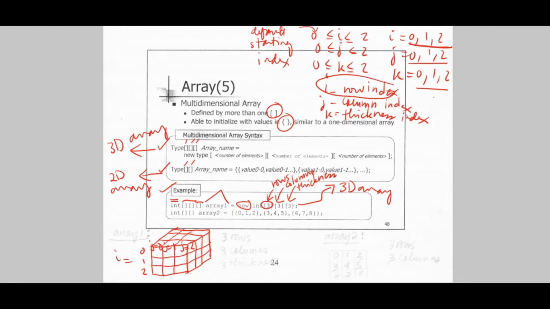For the thickness index, k is the thickness index. k is equal to 0 in here. So when you cut this part here, the front part is when k is equal to 0. When you cut this part here, the green color, the middle is when your k is equal to 1. And the back part here, which is the yellow color in here, that is the third thickness, or that is when k is equal to 2. So this is k equal to 0, k equal to 1, and this is k equal to 2.